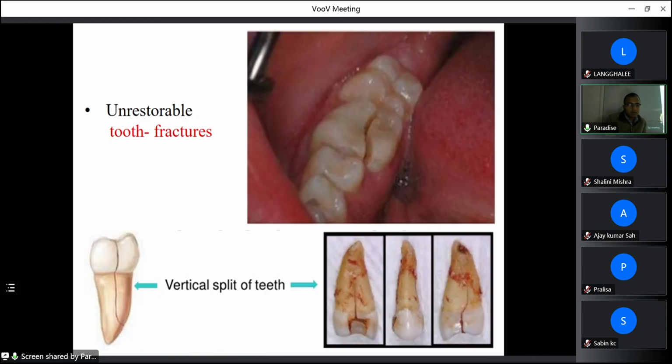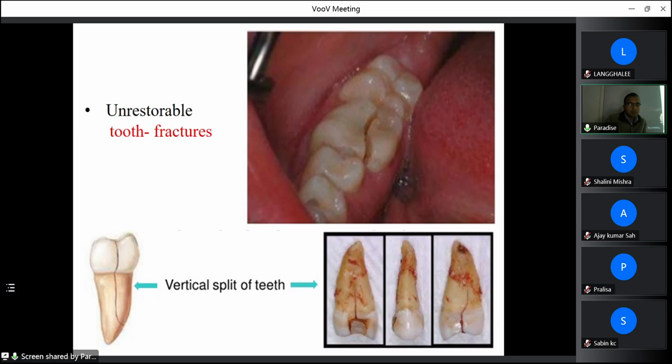Unrestorable tooth: if the tooth has a vertical fracture, you can't do anything, you are helpless, you have to extract it. If it is a horizontal fracture, then it depends on position and clinical scenario. If the horizontal fracture is present in the apical third, you can do root canal treatment and save the tooth.